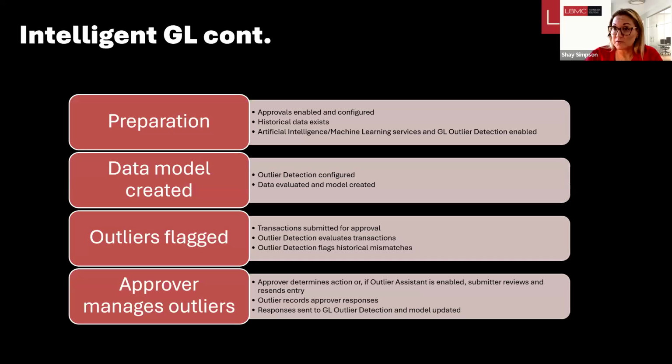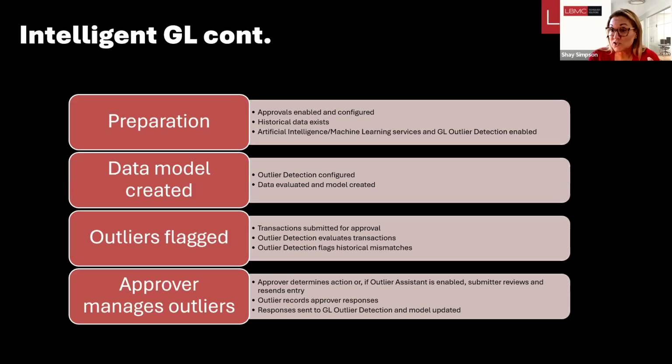So again, a couple of things here to note. We talked about that preparation, approvals enabled and configured. We've got some historical data that exists, and then it's going to start that AI machine learning. It's basically going to say, when we start to see these particular entries come in, oftentimes, for a particular journal entry type, we are coding it to a particular GL account.